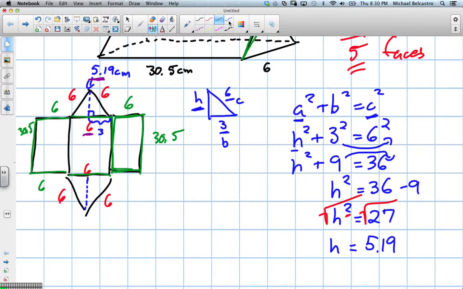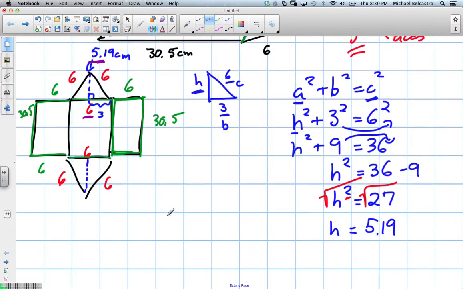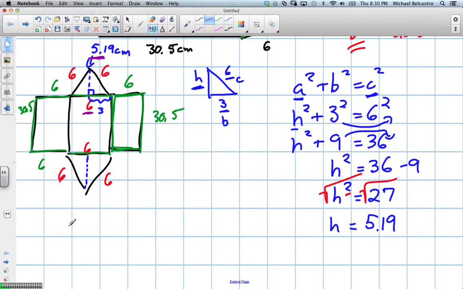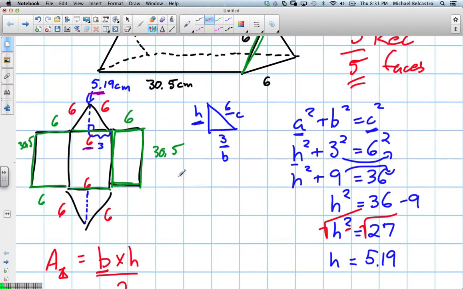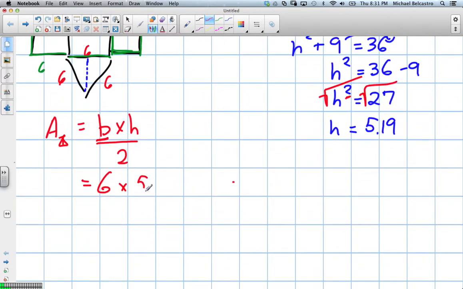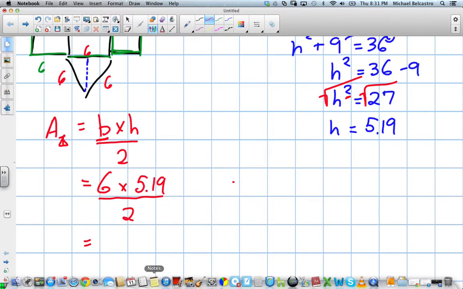So let's figure out the two triangles. Now, because the two triangles are identical, which they usually are for a prism, we only have to find the area of one of the triangles, or I'll actually draw a shape there, area of a triangle. Well, we know that's the base times the height, what? Divided by 2, right? What's the base of one of these triangles? 6. That's right. And what do we find the height to be? I'll scroll up so you can see. 5.19. That's right. 6 times 5.19 divided by 2. So that's going to be the area of one of the triangles.